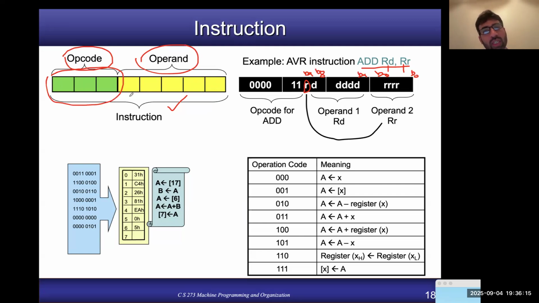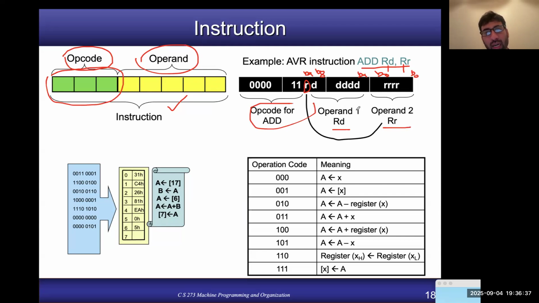And for other instructions, even the template will be different. Okay. So this is only for the add instruction. Here you have the opcode for add, and then 5 bits to specify the destination register and 5 bits to specify your source register.